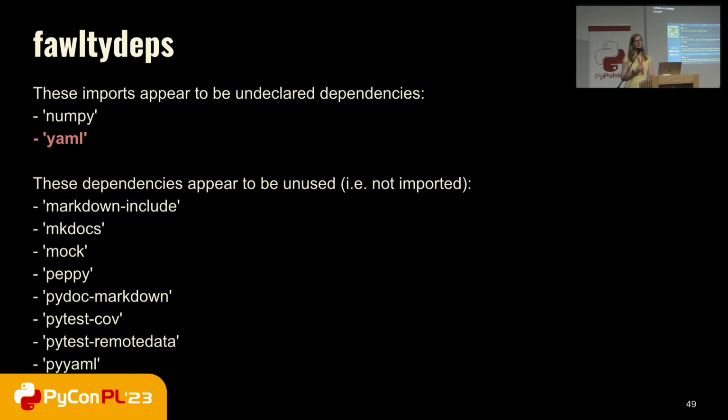So the next thing that appeared to be an unused import is YAML. But it's not really, because there is PyYAML in the dependencies. But we did not have enough source, we did not know how to map PyYAML to YAML.